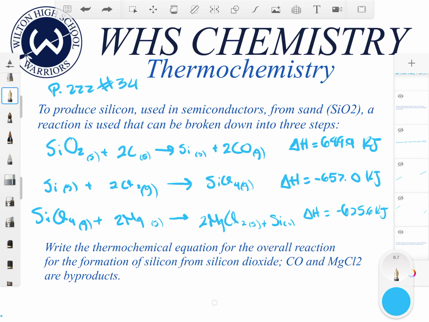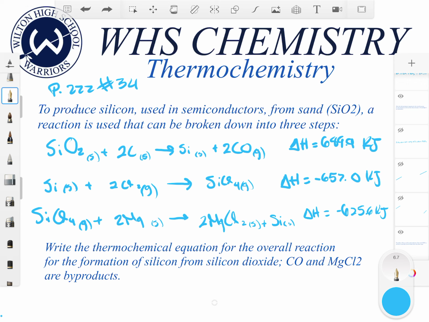The second reaction is Si plus 2Cl2 yields SiCl4. And the third reaction is SiCl4 plus 2Mg yields 2MgCl2 and Si. Along with the 3 steps, you're given the 3 delta H values for each of the steps. Now, for the first part of the problem, we're asked to find the thermochemical equation for the overall reaction for the formation of silicon from silicon dioxide, where CO and MgCl2 are byproducts.